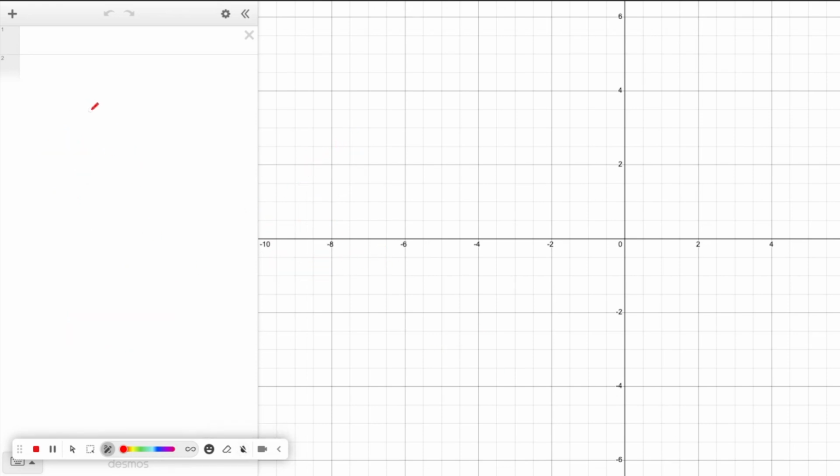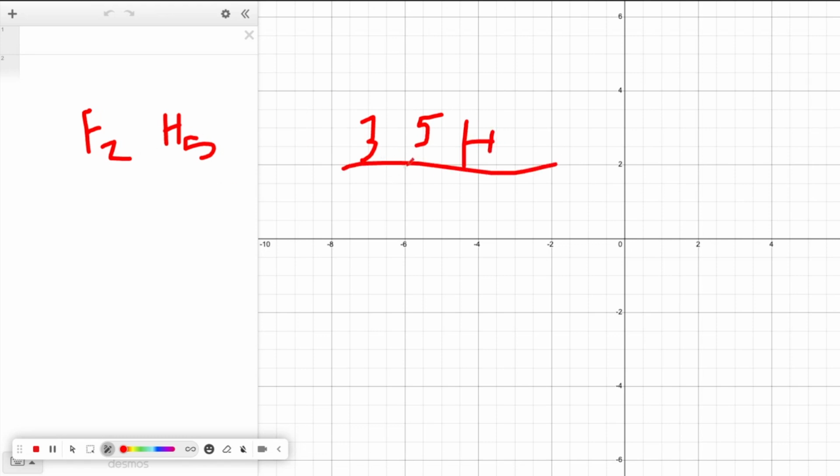Now say we are given the empirical formula only of F2H5, and are told there are 35 hydrogen. If we divide the 35 hydrogen by 5, we know there is a factor of 7. Then if we multiply the factor of 7 by 2, since there are 2 fluorines for every 5 hydrogen, we get that there are 14 fluorine atoms.